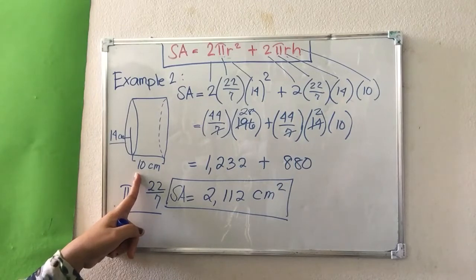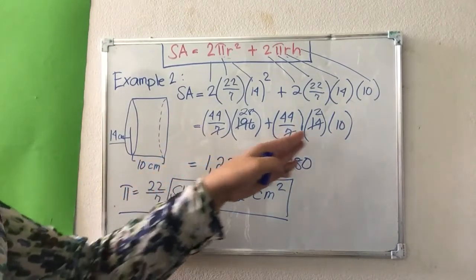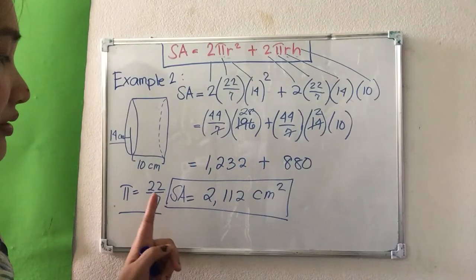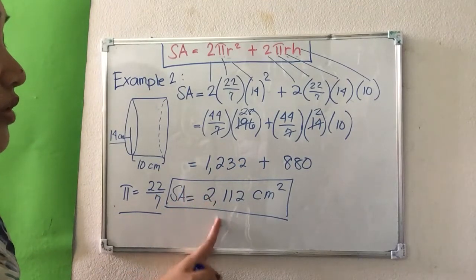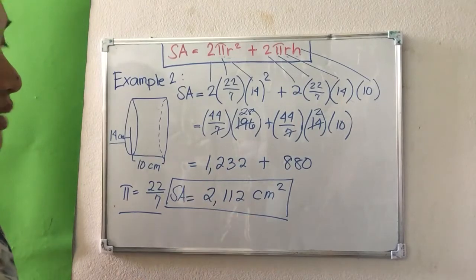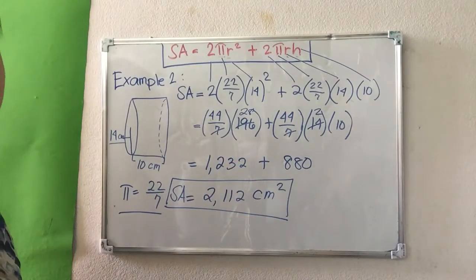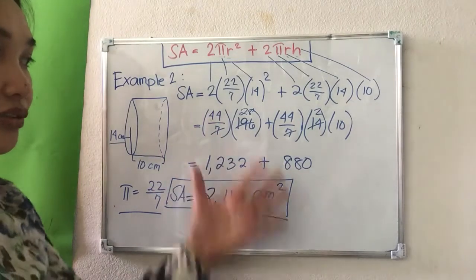Alright, okay, now simplify. So your surface area is 2112 centimeter squared. Okay, so are you following?